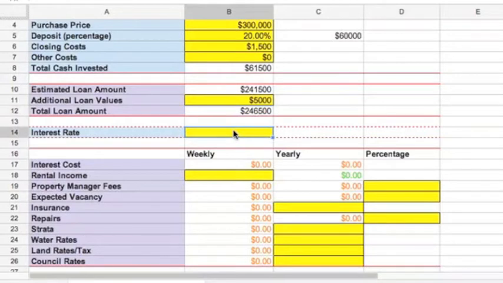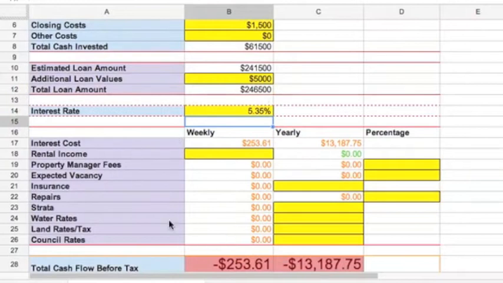What interest rate are we charging? Interest rates are very low at the moment. So let's just go maybe 5.35%. I think you can get even lower, around 5%. What this does now, this will estimate your costs and your income. So anything in orange is a cost, anything in green is an income.